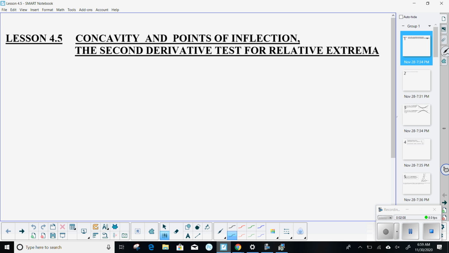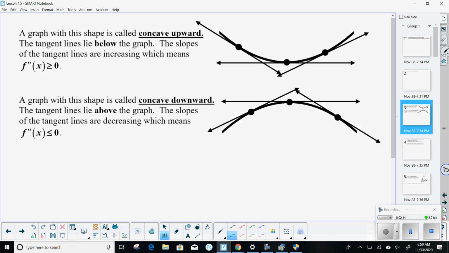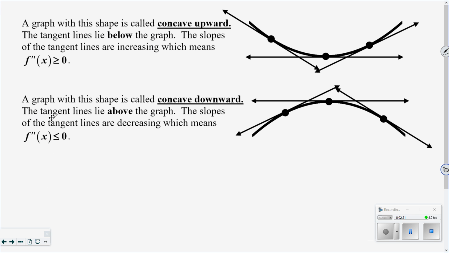So if you look now in your book here, it talks about a graph with this shape being called concave upward. If you look at that graph off to the right, if your tangent line is below the graph, it looks like a smiley face. That means it is concave upward. The tangent line lies below the graph. The slopes of the tangent line are increasing, which means the second derivative is greater than or equal to 0.